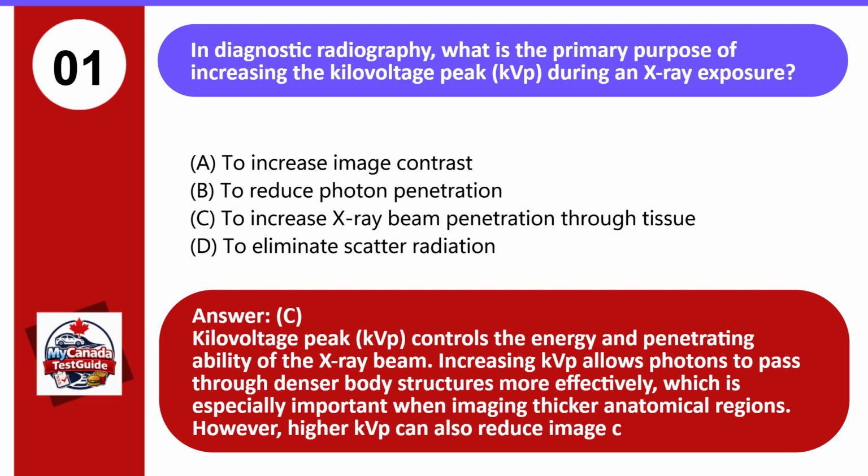Increasing kVp allows photons to pass through denser body structures more effectively, which is especially important when imaging thicker anatomical regions. However, higher kVp can also reduce image contrast and increase scatter radiation. Radiologic technologists must balance kVp carefully to achieve optimal image quality while minimizing patient exposure.